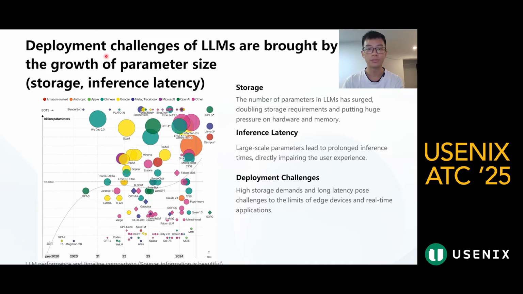Currently, deployment challenges of large language models are brought by the growth of parameter size in storage and inference latency. In storage, the number of parameters of large language models has surged, doubling storage requirements and putting huge pressure on hardware. In inference latency, large-scale parameters lead to prolonged inference times, directly impairing the user experience. So, high storage demands and high latency pose challenges to the limits of edge devices and real-time applications.